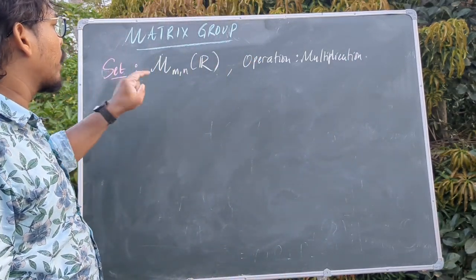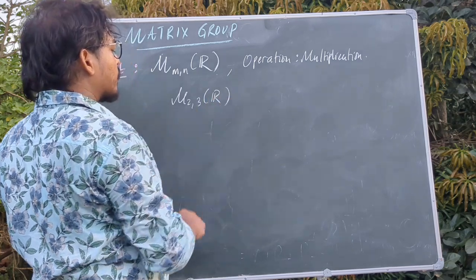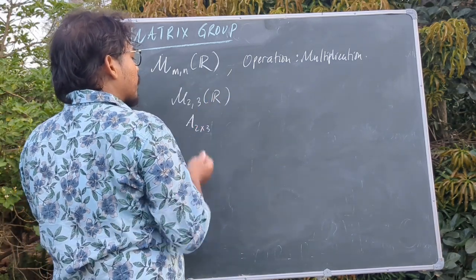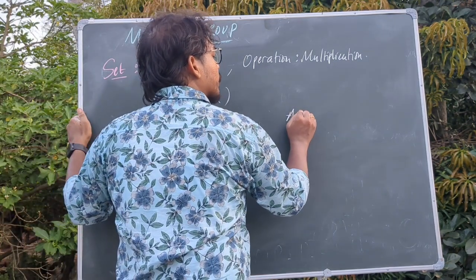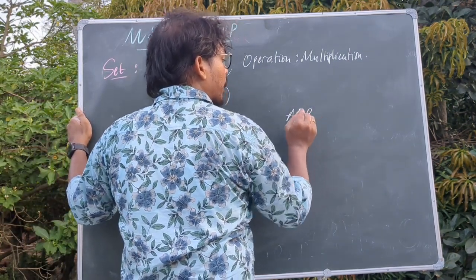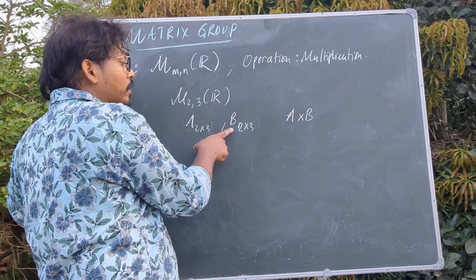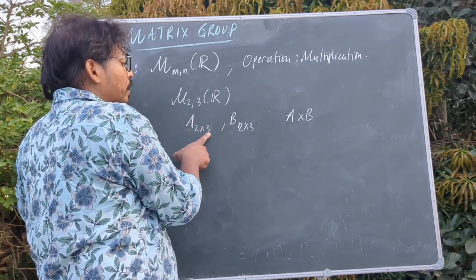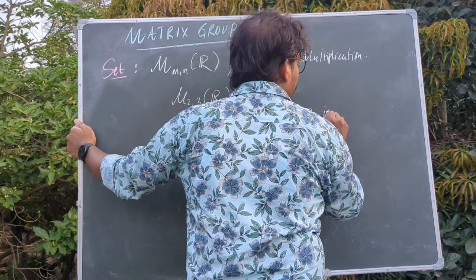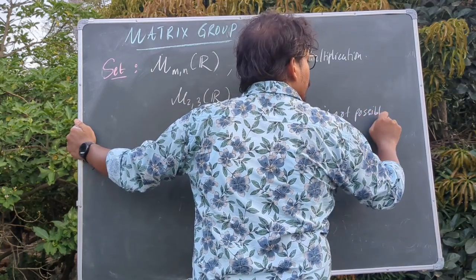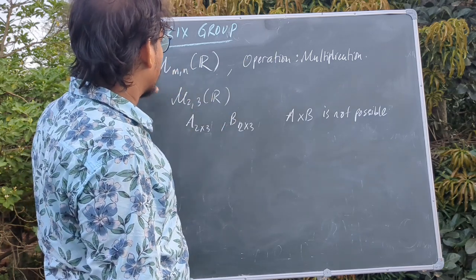Suppose m is 2 and n is 3. Suppose A is a 2 by 3 matrix, and another matrix is B of order 2 by 3. Is the matrix multiplication possible in the first step? Can we multiply A and B? No, because the number of columns in matrix A should match the number of rows of matrix B. Here the number of columns is 3 and the number of rows is 2. 3 does not equal 2, so A times B is not possible. So this operation is not a binary operation on this set.